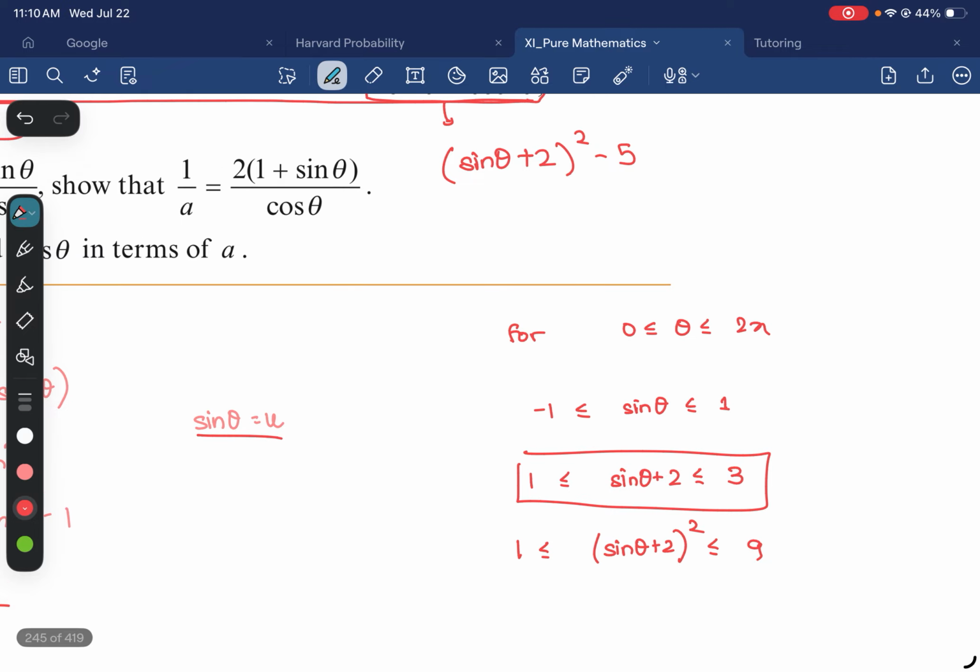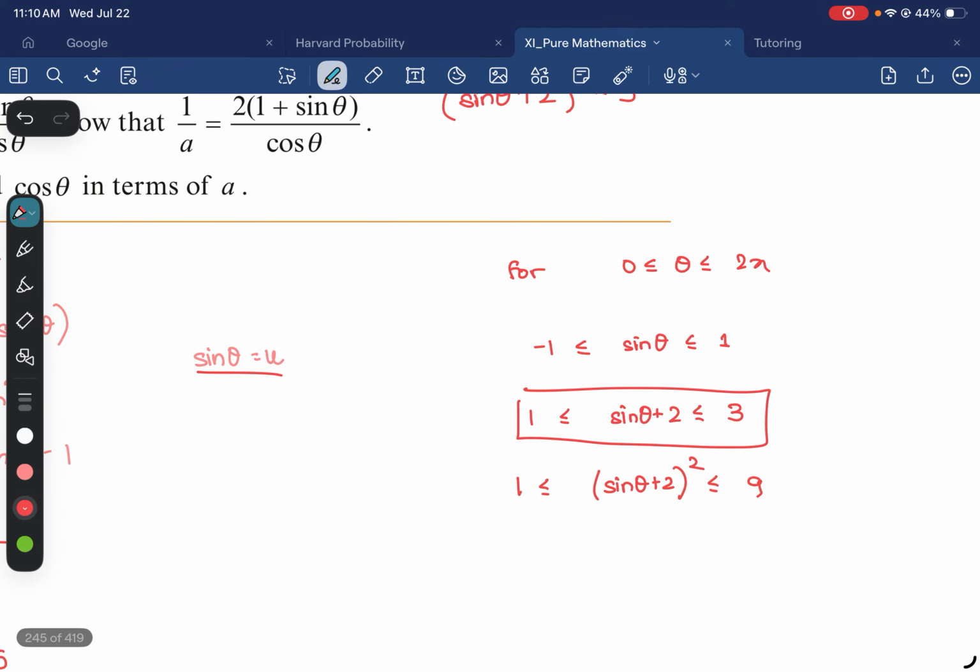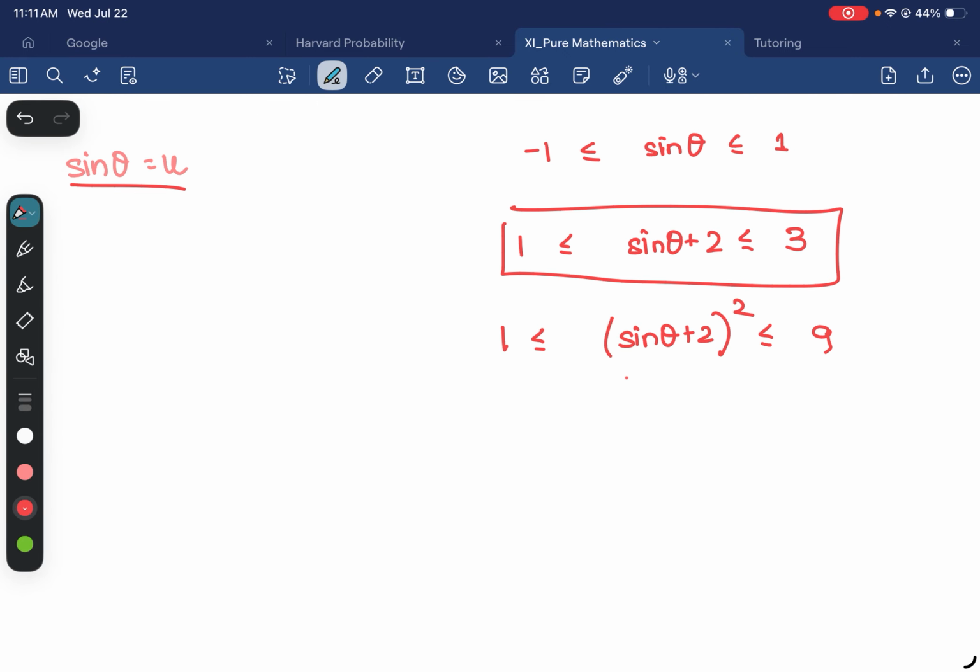And now, previously, if you remember, my sine function was bound between -1 and 1, and I was directly squaring it. So the minimum value became 0, and the maximum value became 1. But in this case, I have no negative values. So sine theta plus 2 is always positive. So I can just directly square all of the values without worrying. All right, so I get this expression.